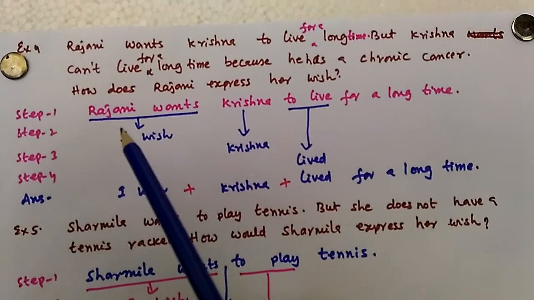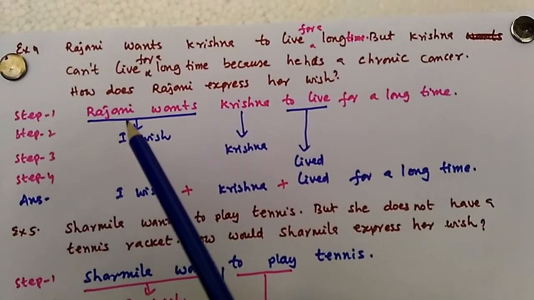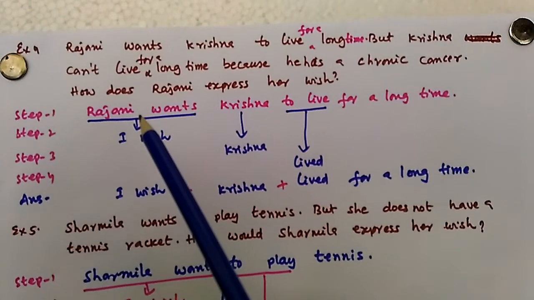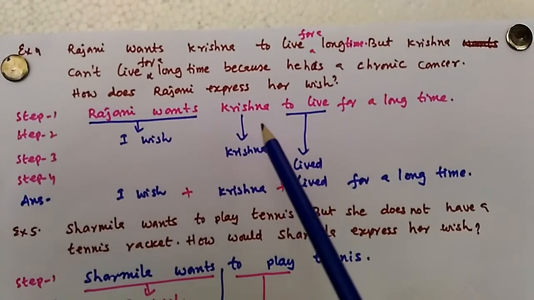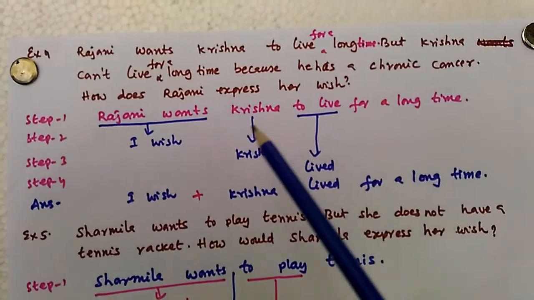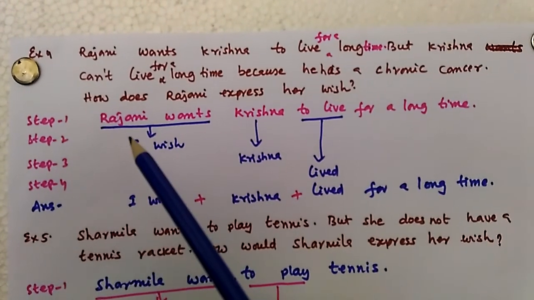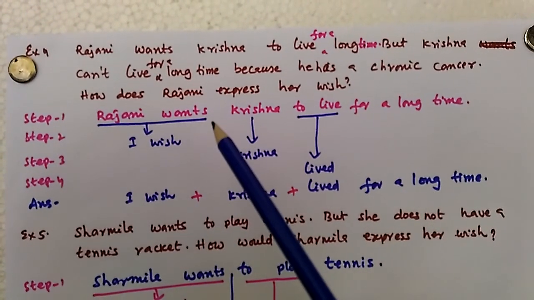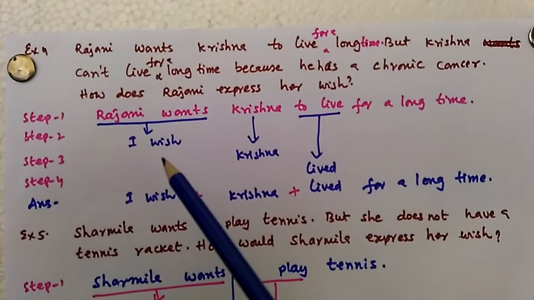Step 1. Here, first we have to locate the sentence carrying the wish. Here, Rajani wants Krishna to live for a long time is the wish. And step 2. First, we have to remove from Rajani to wants. There we have to write I wish.